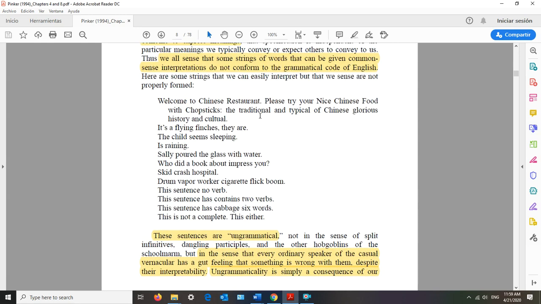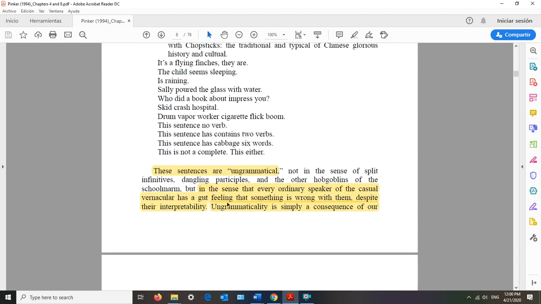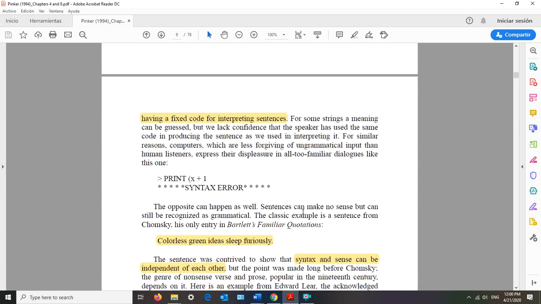So these sentences, the ones he lists here, are ungrammatical in the sense that every ordinary speaker of the casual vernacular, of the variety we consider the most spread and has been labeled as standard, has a gut feeling, right, that something is wrong with them, despite their interpretability. Ungrammaticality is simply a consequence of our having a fixed code for interpreting sentences.